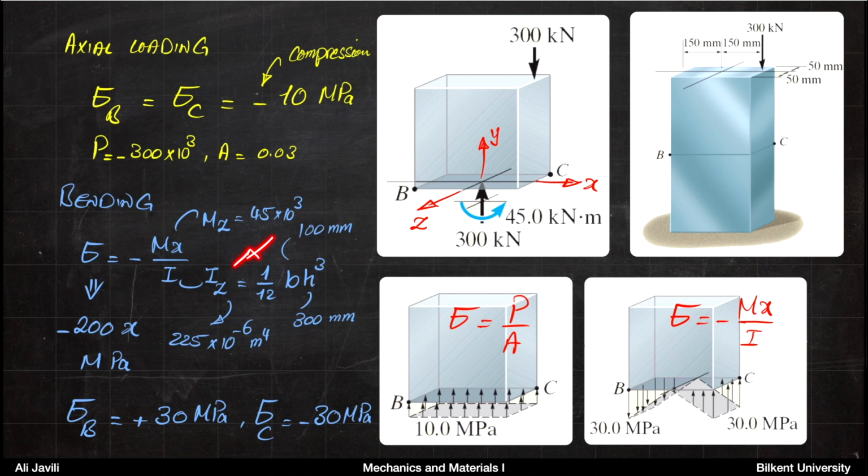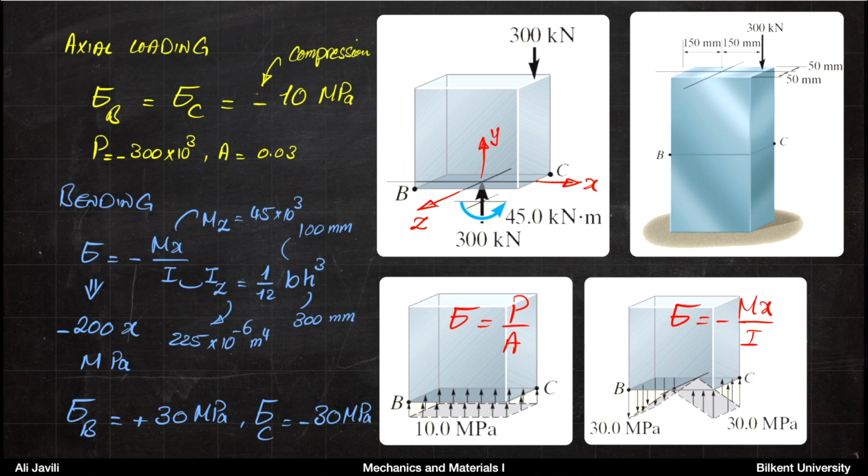The moment of inertia with respect to the z-axis is 1 over 12 b h cubed, where b is the 100 millimeter side and h is the longer side, 300 millimeters. And if you do that, you can calculate the moment of inertia Iz. The moment itself is 45 kilonewton meter, so 45 times 10 to the power 3, and you can see the direction is counterclockwise, so positive.